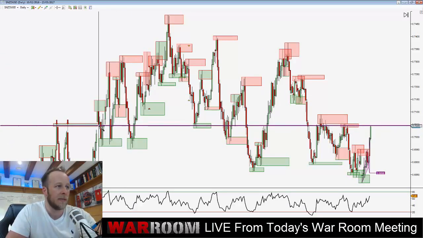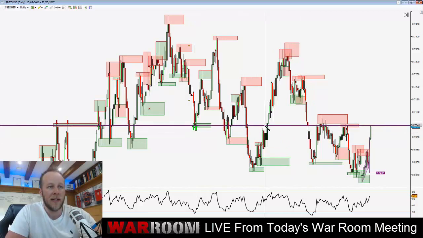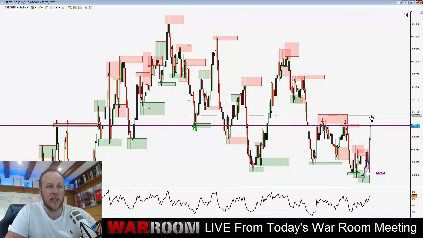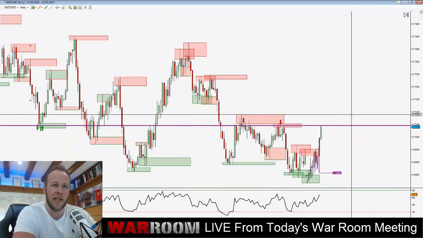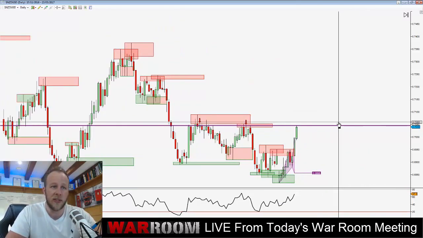We saw some support here once we broke through. We had a gap as well. We had support. Okay. Resistance, and we're approaching that level again. Another level I want to pay attention to.